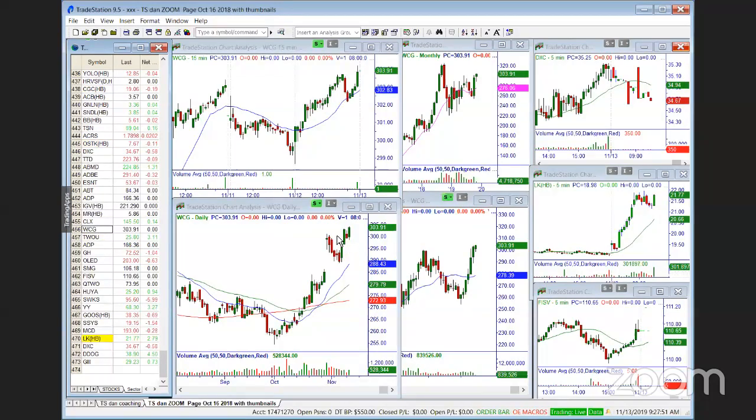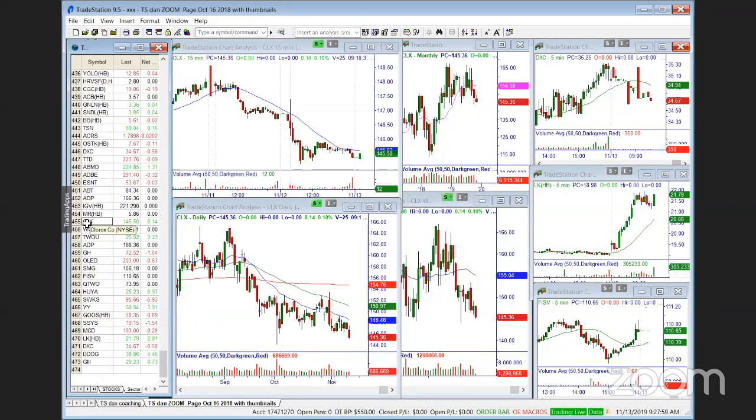This looks great. 1, 2, 3, close engulfing bar, WCQ. And I like the fact that the market's down, because then these bullish setups are only going to trigger if they're bullish. Clorox here, beautiful short setup. That looks great. So I'll keep an eye on that.